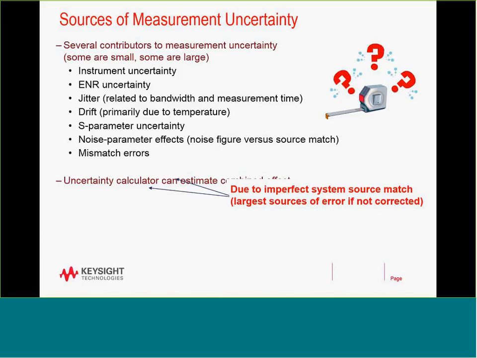So there are many sources of measurement uncertainty. Every measurement technique that everybody uses is going to have its share of sources of uncertainty. And there's a whole list there. Instrument uncertainty is important, ENR uncertainty, so how accurate is the excess noise ratio calibrated on those noise sources. Jitter, S-parameter uncertainty, noise parameter effects, so the noise figure versus a source match, mismatch errors, and the largest source of errors are typically mismatch errors.